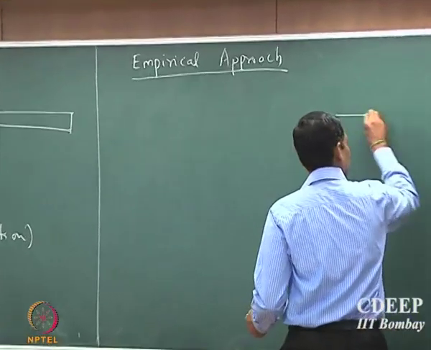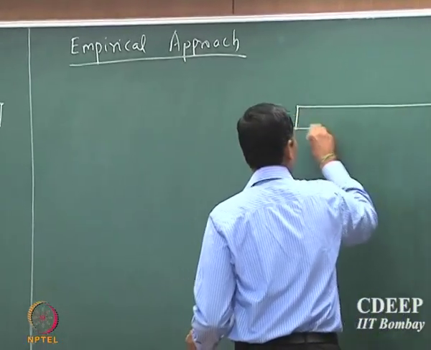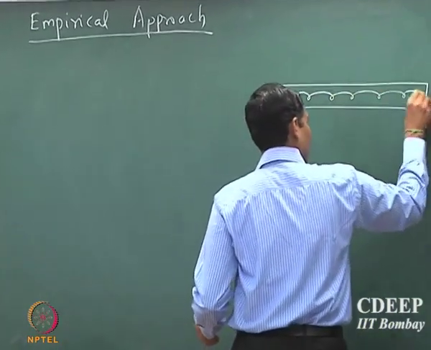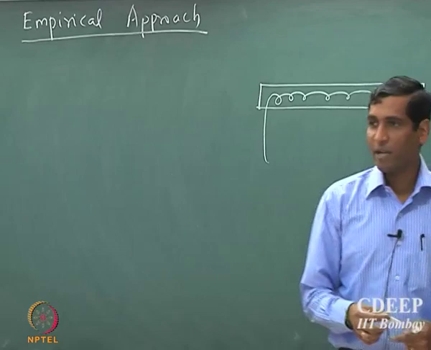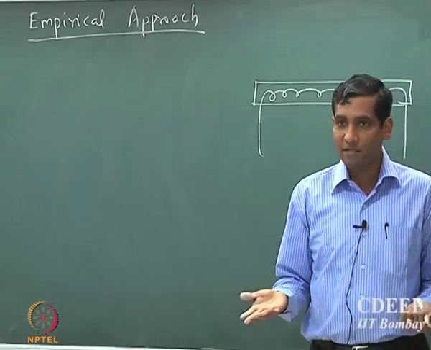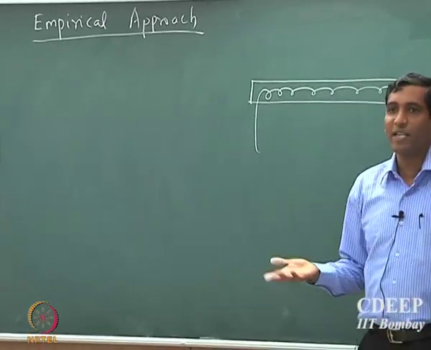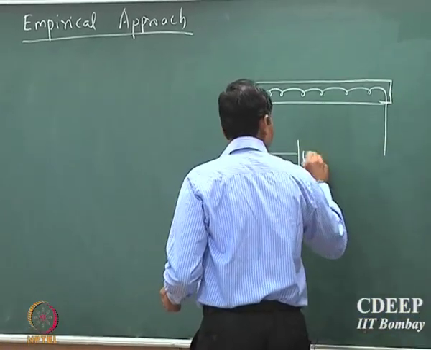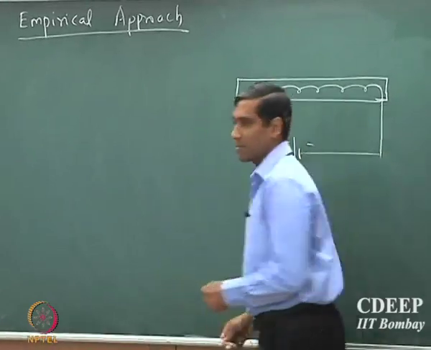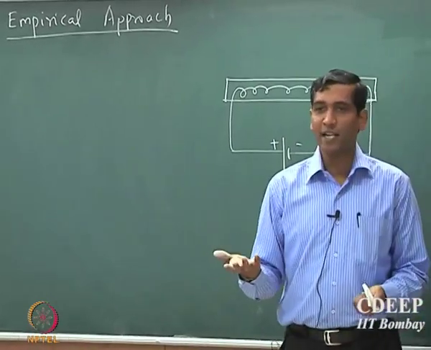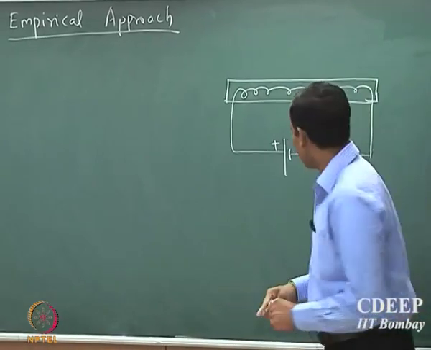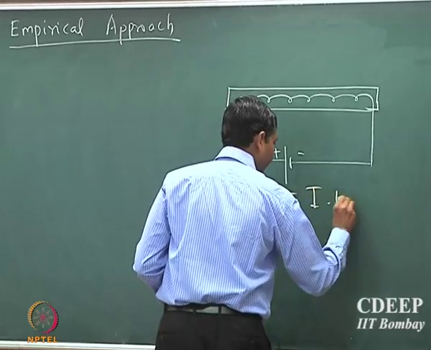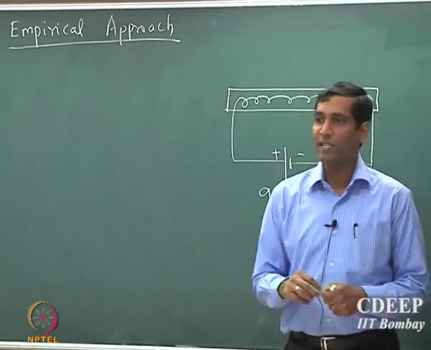So, the construction for the empirical approach is, suppose I have a heating element, okay. So, let us say I know how to heat the plate. This is not a bad thing to do, it is very easy to implement this experiment, and it is connected to a power source, okay. So, I am going to heat the plate at a certain rate, okay. So, the rate at which it is heated is given by I times E, where I is the current and E is the potential difference.